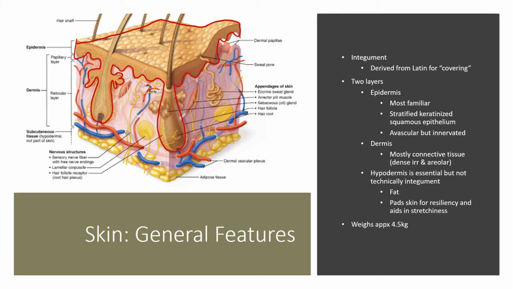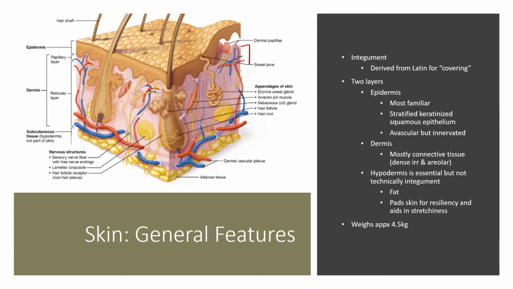So it's stratified, so it has lots and lots of layers. It's squamous, so it's got that flat sort of squiggly shape to it, pancake shape. And it's keratinized, which means the cells become tough and waterproofed. As with all epithelium, the epidermis is avascular. It has no blood vessels, but it is innervated. There are nerve endings embedded in the epidermis.